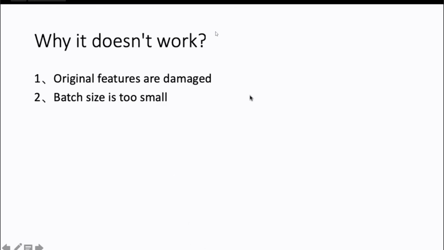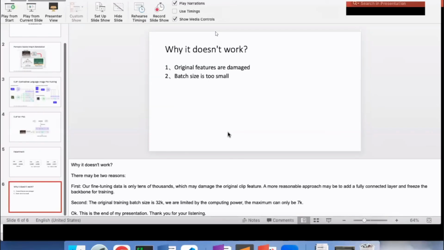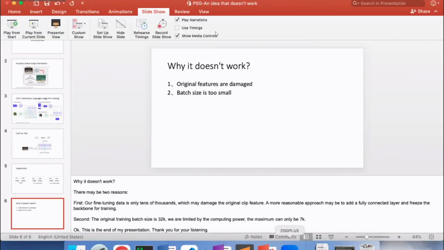Thank you for sharing. Also, you also cannot believe CLIP cannot work, right? So yeah, that's a very interesting way to explore, and we hope that someone can make CLIP work. And yes, we have the last person to share.